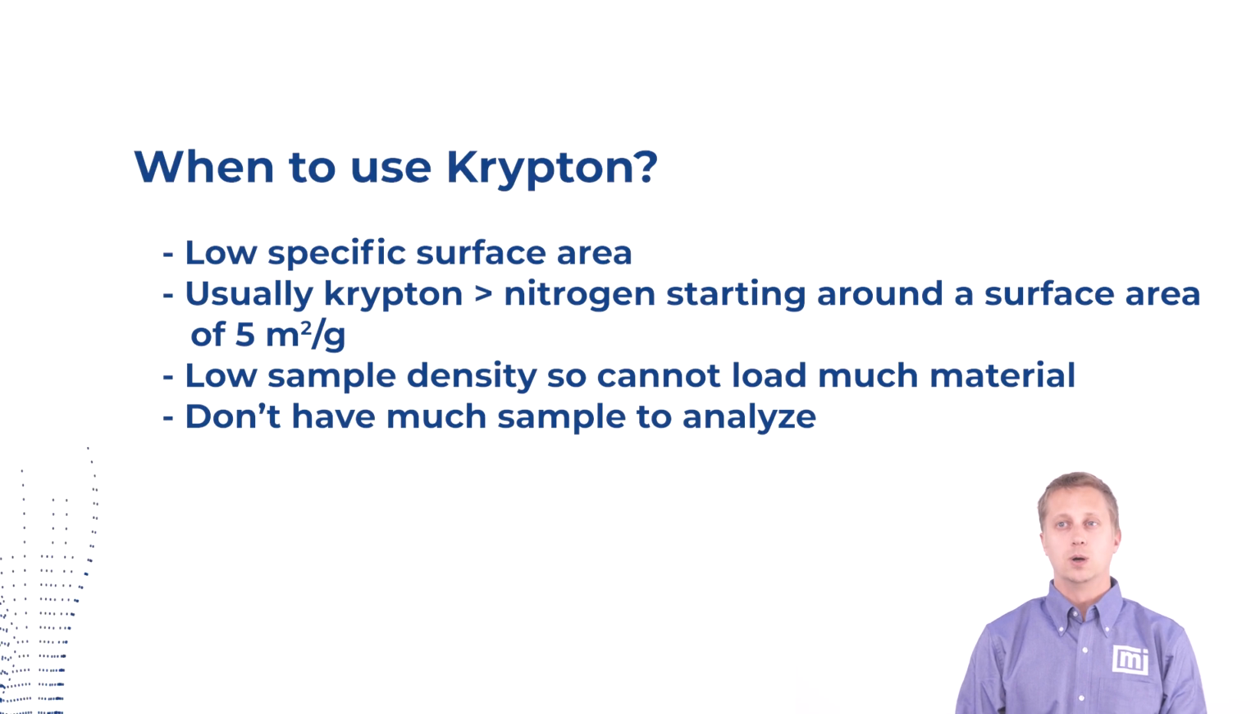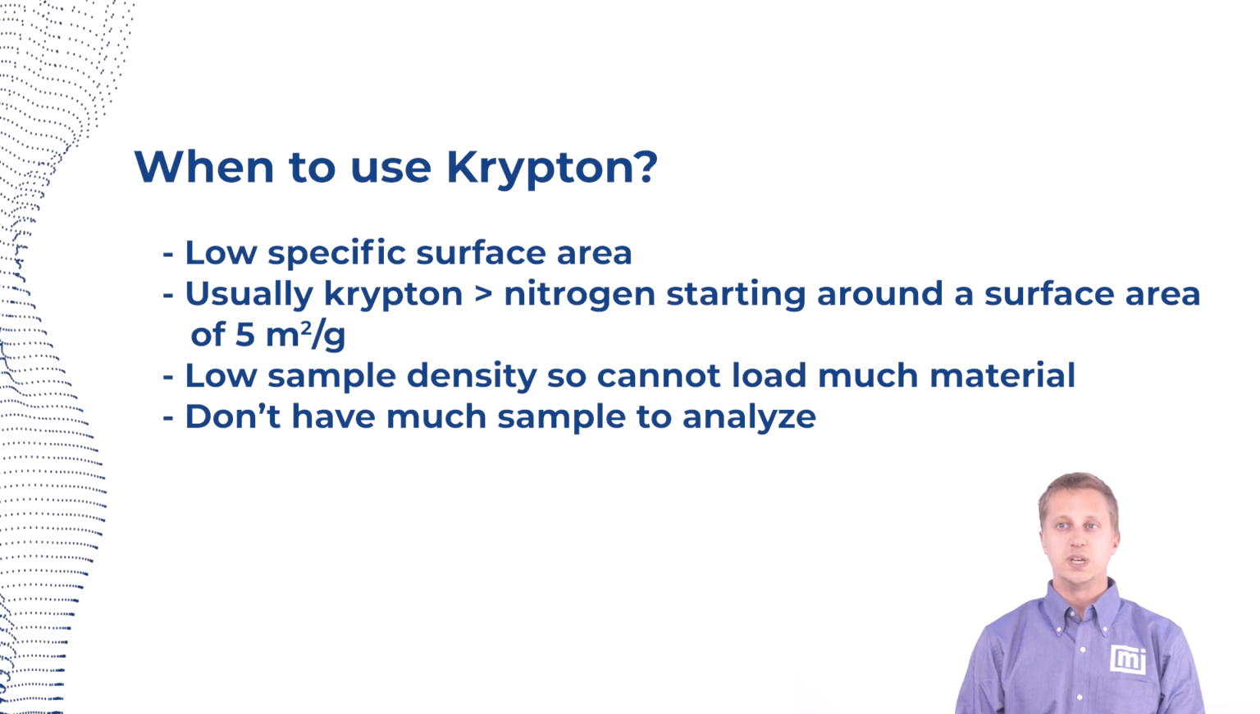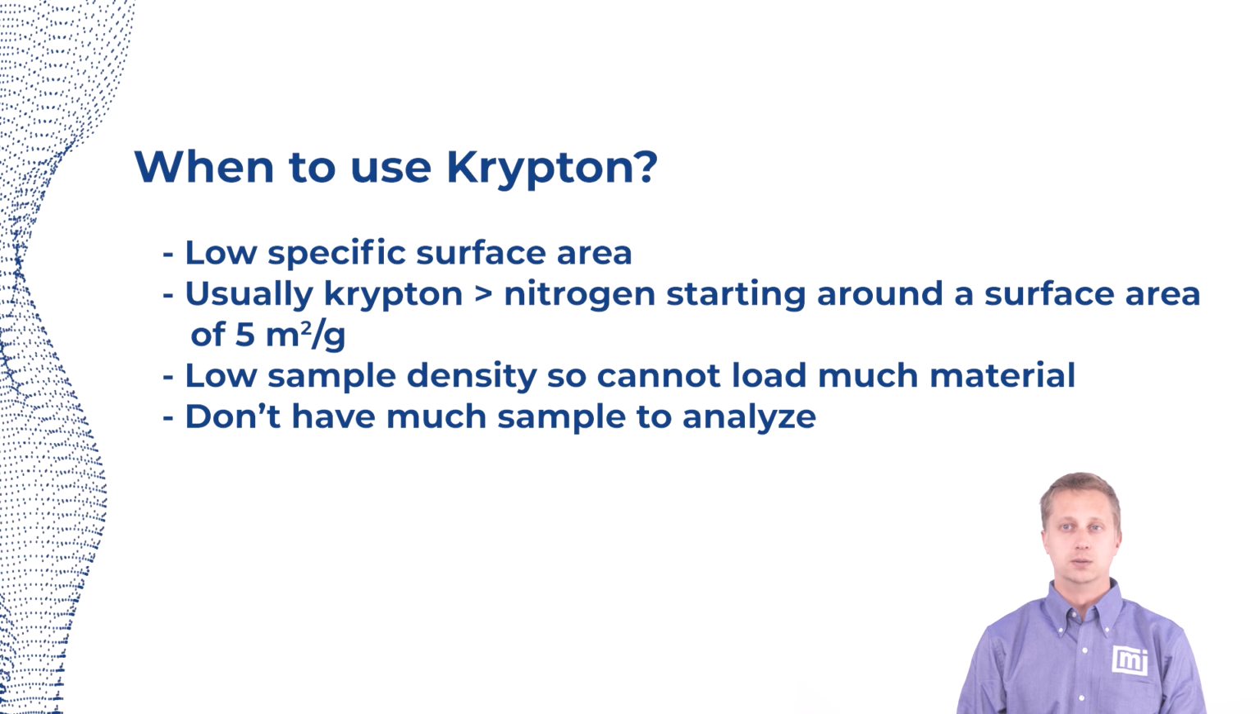You might be wondering, when should I use krypton to measure the BET surface area of my material? In general, krypton is better than nitrogen for low specific surface area materials. There's not a hard, fast set point where krypton becomes better than nitrogen in all materials, but starting around 5 meters squared per gram, you may find that your krypton data is better than your nitrogen data.